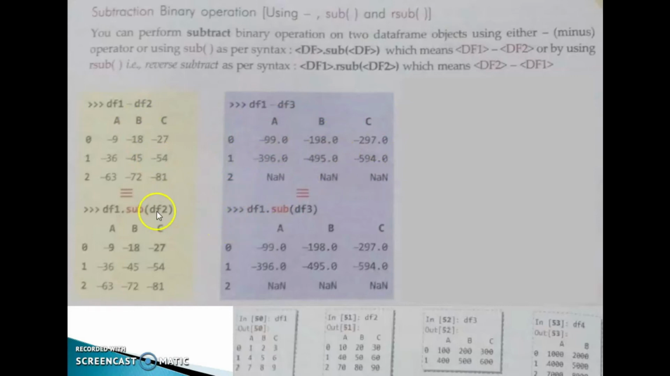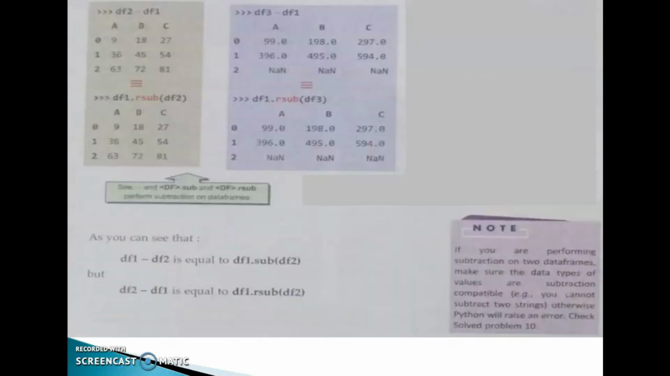Okay. Then df1.sub(df2). That means df1 minus df2. Same values we will get. Here also df1.sub(df3). Same values we will get. Clear? Then check this one, df1.rsub(df2). That means df2 minus df1. Here also like that. df1 minus df2 is equal to df1.sub(df2).